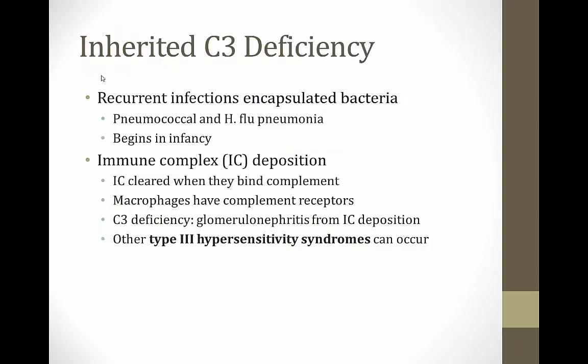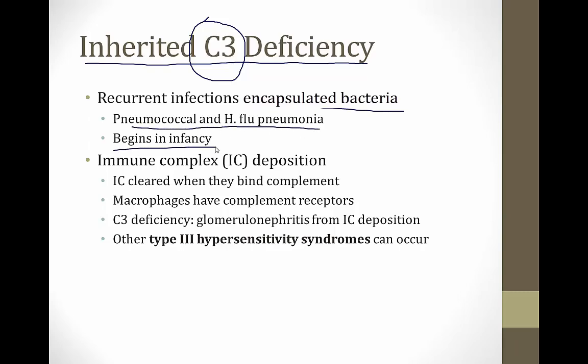Now let's talk about other disorders where there is abnormal complement system function, and the first one we'll talk about is an inherited C3 deficiency. So as we saw before, C3 is really central to the entire complement system. So if you're deficient in this protein, you essentially lack a functioning complement system, and as a result, you're vulnerable to the most important pathogens that complement defends against, and those are encapsulated bacteria. So children born with a C3 deficiency will develop recurrent pneumococcal and H. flu pneumonia beginning in infancy.